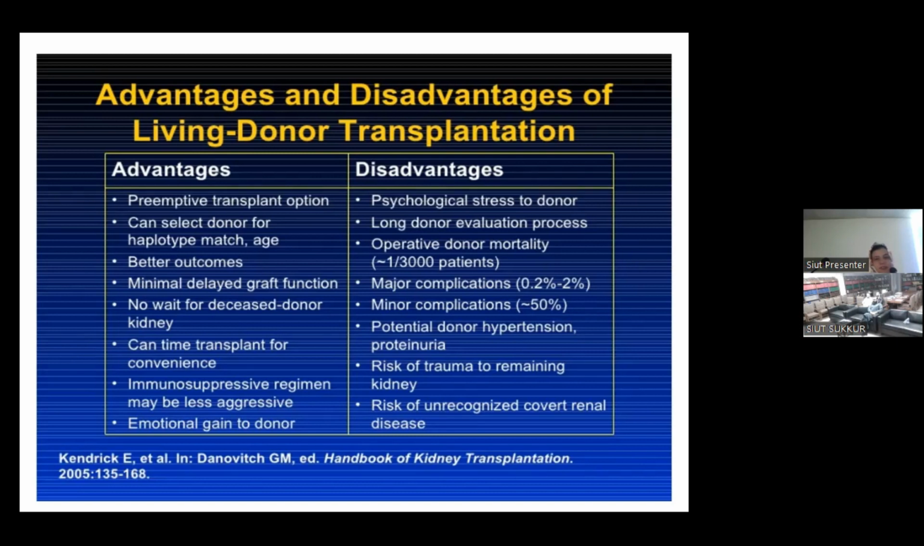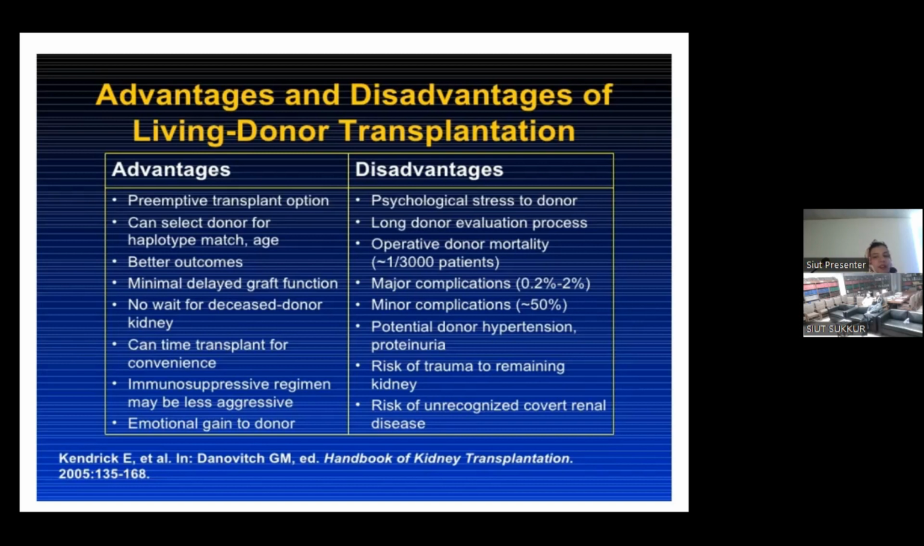So, what are the advantages and disadvantages of living donor transplantation? The advantages are we can select the donor for haplotype match and age. There are better outcomes, minimal delayed graft function. We don't have to wait for a diseased donor kidney, and we can plan the transplant as per convenience. Immunosuppressive regimen can be less aggressive. There is the emotional gain to the donor that he has done something good.